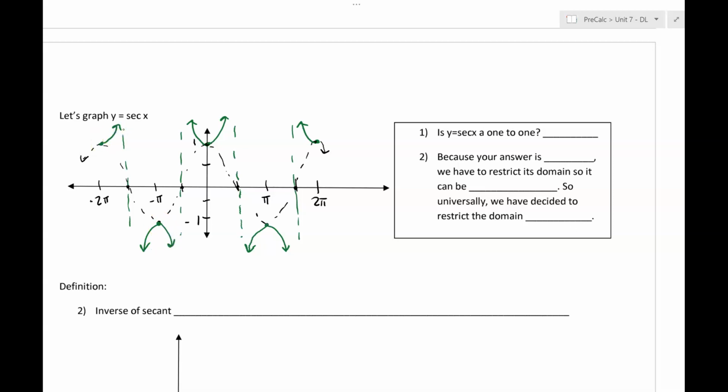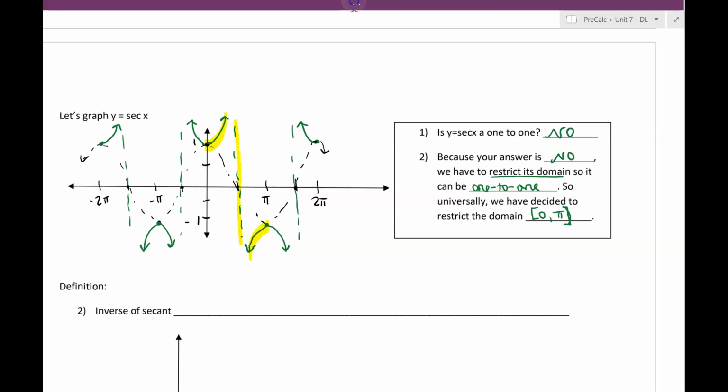Now, is secant 1 to 1? No, it is not. Okay, so since we said no, we have to restrict the domain. Otherwise, its inverse will not be a function. We can't have that. So we're going to restrict the domain the same as its reciprocal. We're going to say that it goes from 0 to pi, inclusive. Which means that I'm going to start at 0. I'm going to graph that piece. I'm going to graph this asymptote. And then I'm going to graph that piece, 0 to pi.